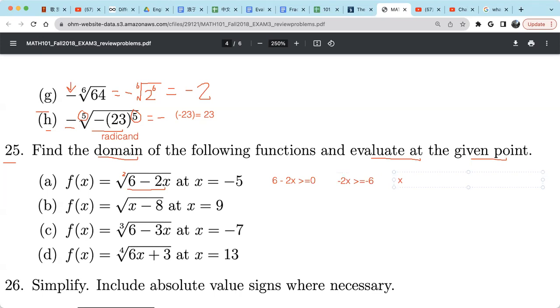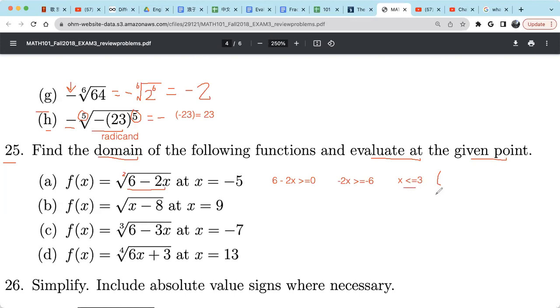But we don't bother to write a 1 in front of x. We just write it as x. But when we multiply or divide by a negative number on both sides of the inequality, we have to switch the inequality sign. So now from greater than or equal to it becomes less than or equal to. And -6 divided by -2, that's just 3. So that's its domain.